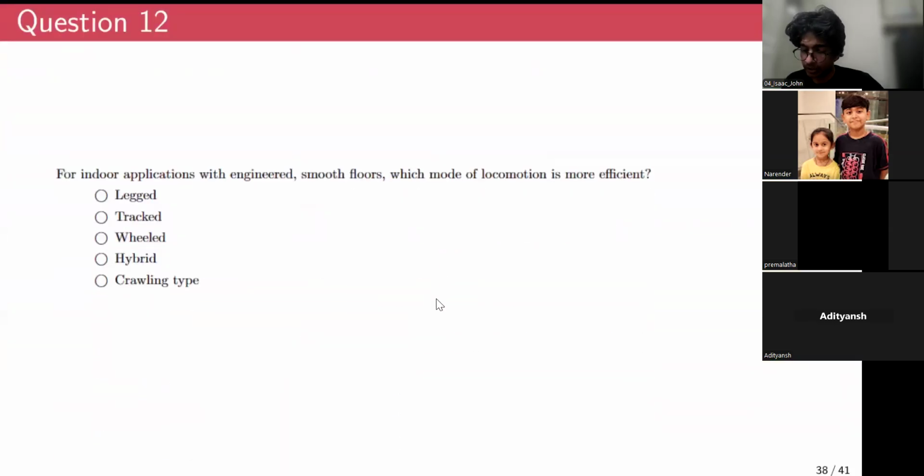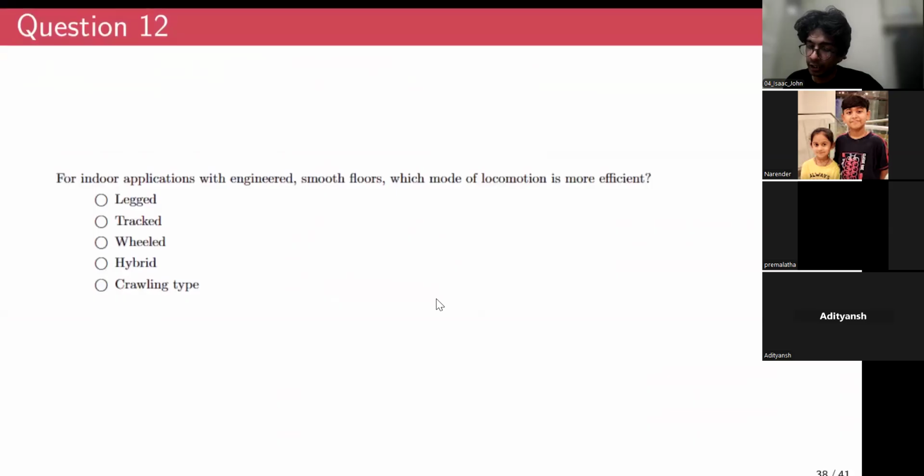And the second last question, for indoor applications with engineered smooth floors, which mode of locomotion is more efficient? Very smooth tiles, smooth floors without any undulations. Which is more appropriate? Do you recommend a legged robot? Do you recommend a tracked robot, like a military tank? Do you recommend a wheeled robot? Do you recommend a hybrid robot?